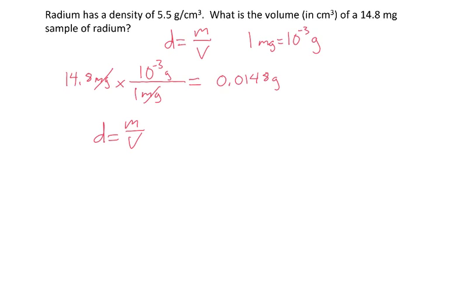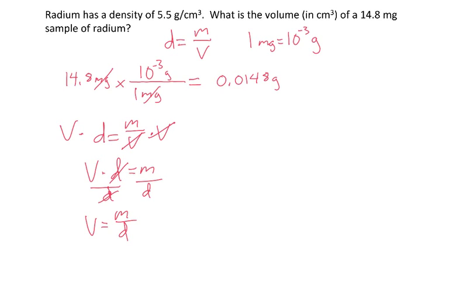So if I start with this, and I need to get volume by itself, anytime the variable you're solving for is in the denominator, the first thing you want to do is get that out. And so to get V out of the denominator, I'm going to multiply both sides by V. So now I'm left with volume times density is equal to mass. So now to solve for the volume, I'll divide both sides by the density. All right, so my equation rearranged is V is equal to M over D.